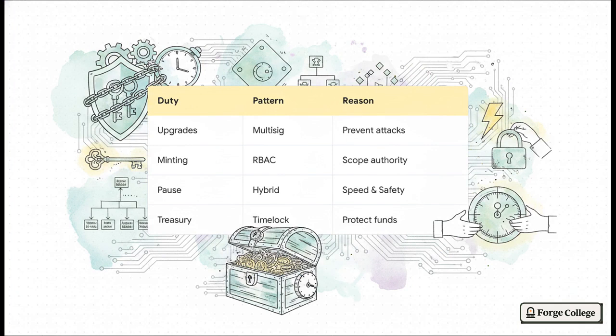Protocol upgrades, high impact. They get a multisig and timelock to prevent malicious takeovers. Token minting, we use RBAC for a minter role to tightly scope the authority. Emergency stops, well, you need speed there, so an owner or a specific RBAC pauser role is your best bet. And treasury transfers, always a multisig plus timelock to guard those funds. High-impact actions demand strict consensus, while emergencies just require a super rapid response.